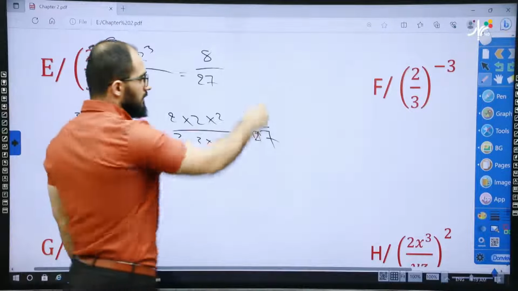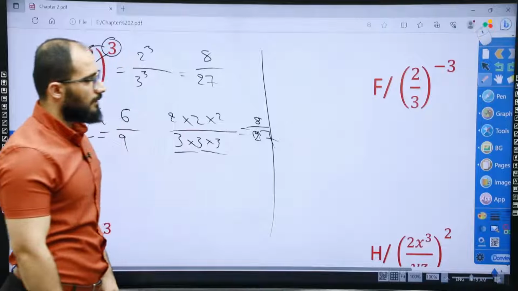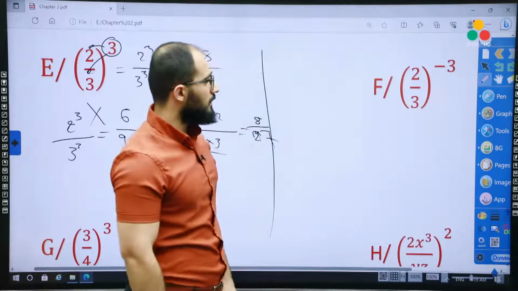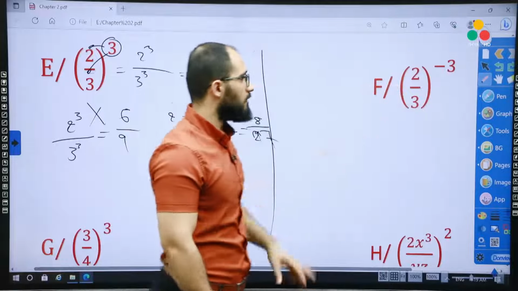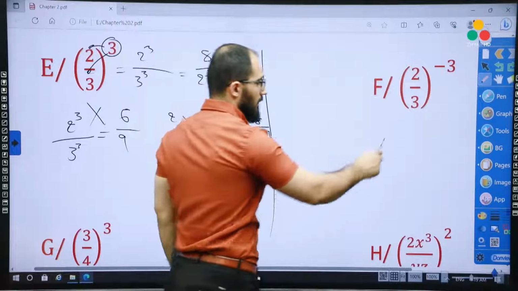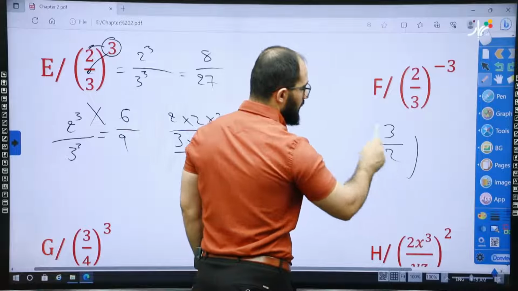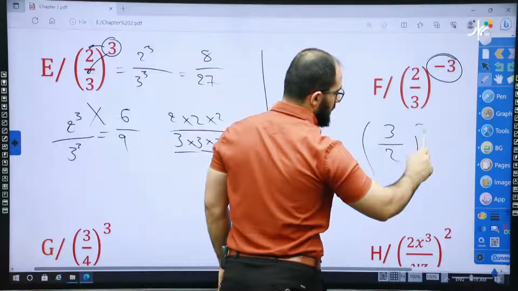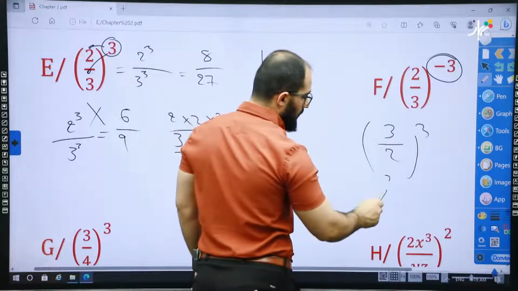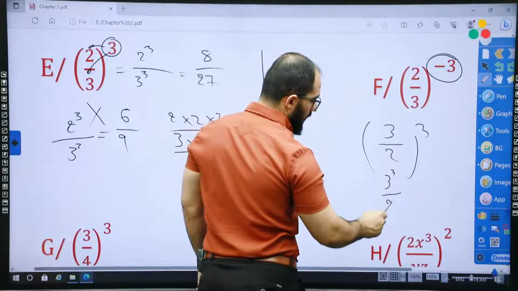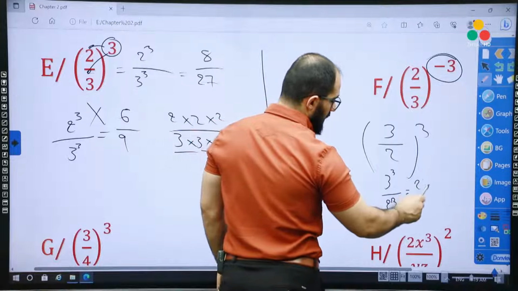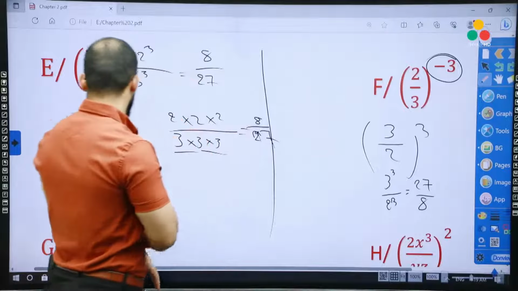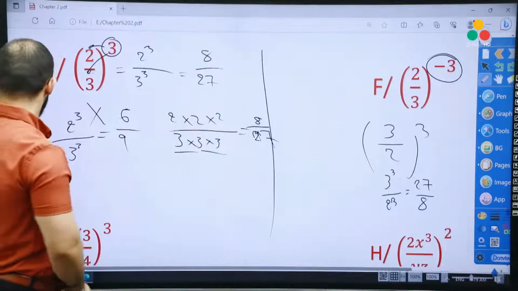And question example F, we have a negative power. Before you give the negative power to both of them, try to upside down the number and make the negative power positive. So it's going to be 3 power 3 over 2 power 3. It's going to be 27 over 8.